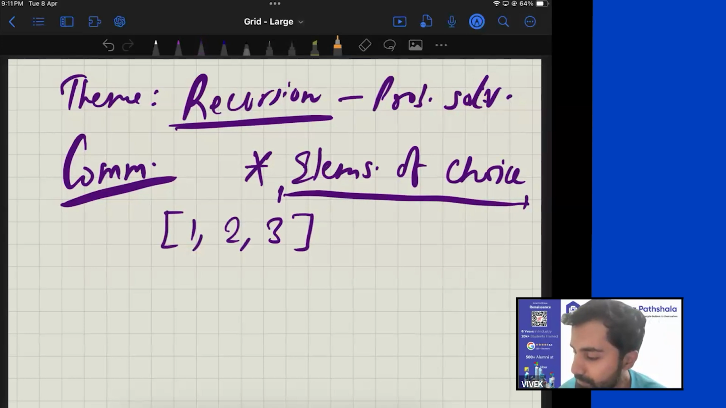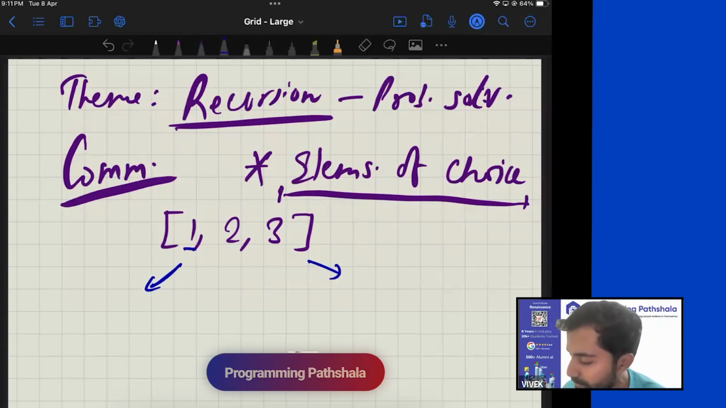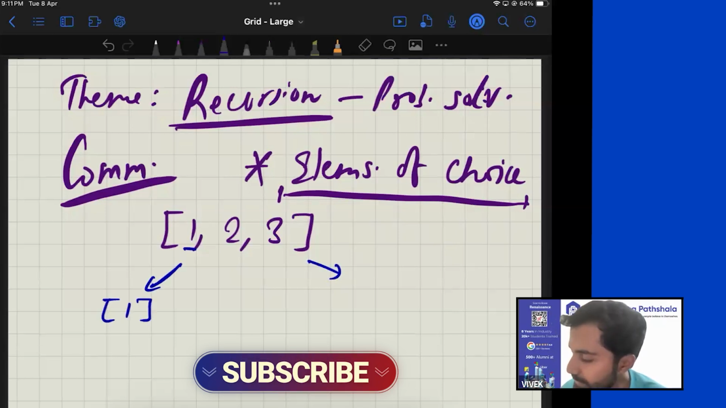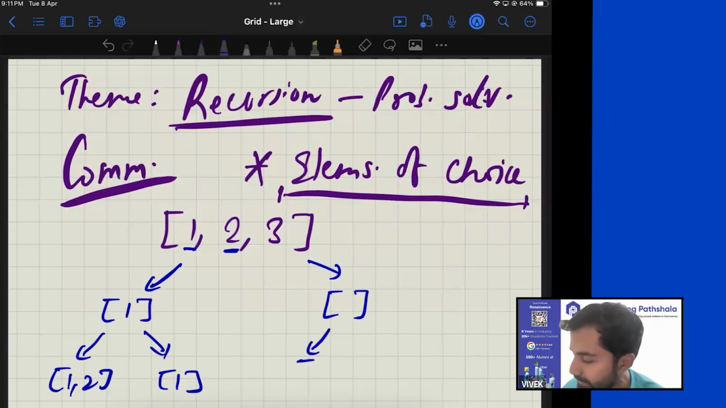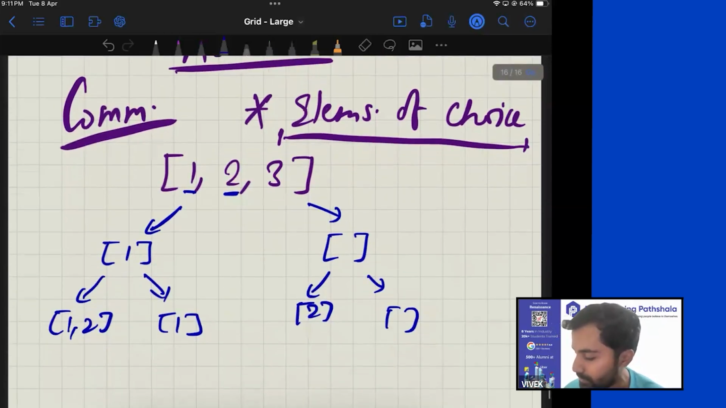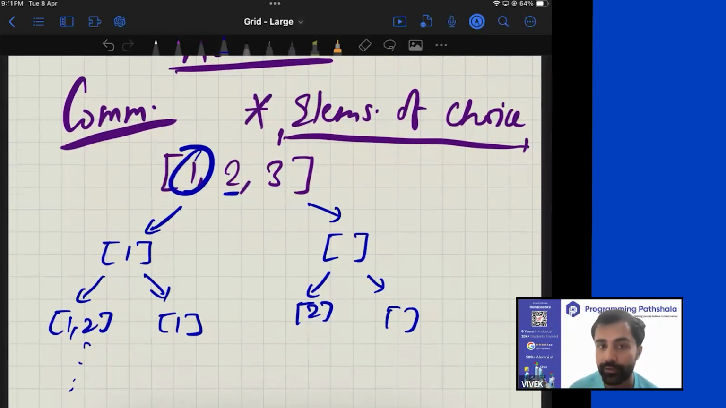So let's say if this is your current element, you can say my first choice could be to take it and the second choice could be to not take it. Now the same thing can be done for the next element. I can say for the next element also, I can either take it or not take it. In this case also, either take it or not take it. And this is how you keep going on and on, right? So this was just one example where you had elements of choice. For each element, either you take or do not take.